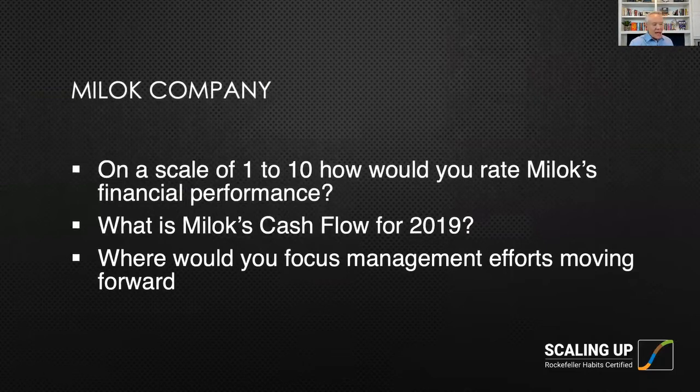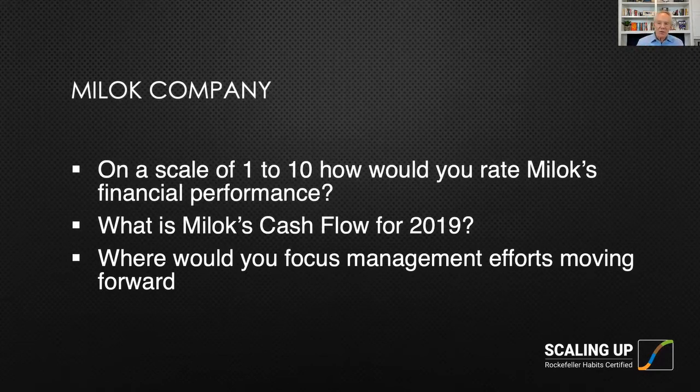So with all this said, on a scale of 1 to 10, how would you rate MyLock's performance? Well, maybe now instead of an 8 or a 9, now maybe you're taking it down to a 5 or a 6. What is MyLock's cash flow? 300,000. Where would you focus management efforts moving forward? It's on better managing working capital. All things remain the same. Let's get that working capital number down, and then we're generating more cash that we can invest in the business.